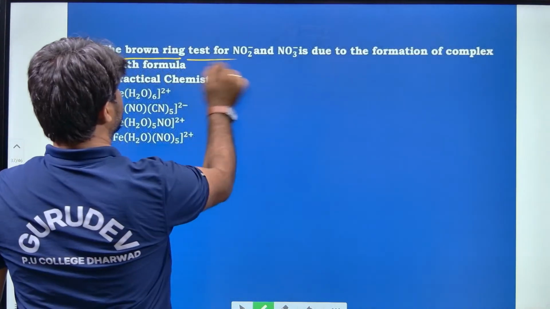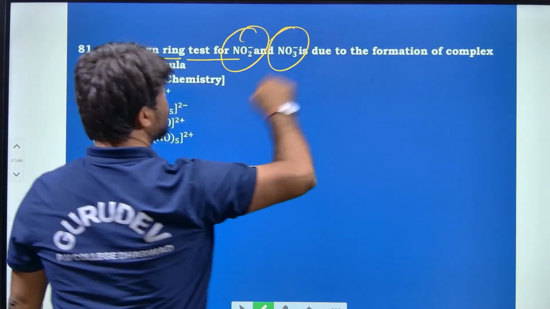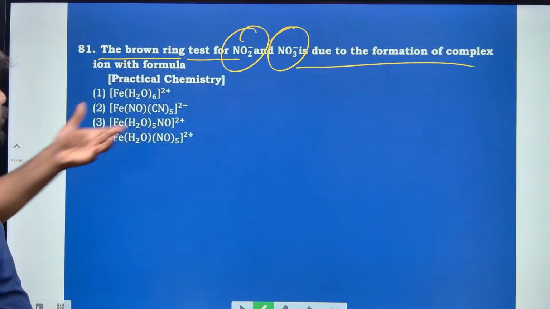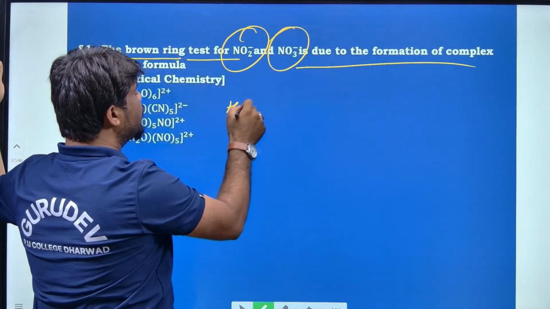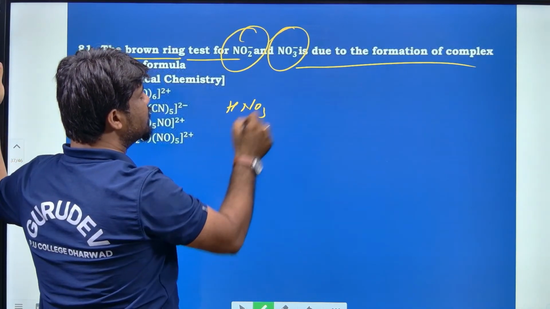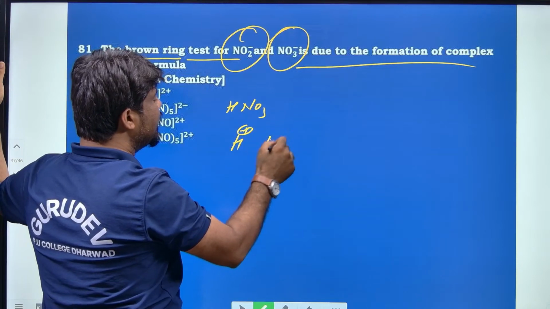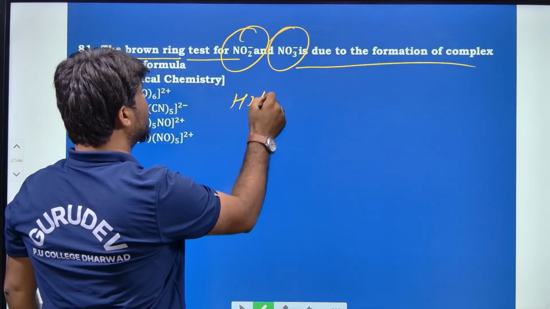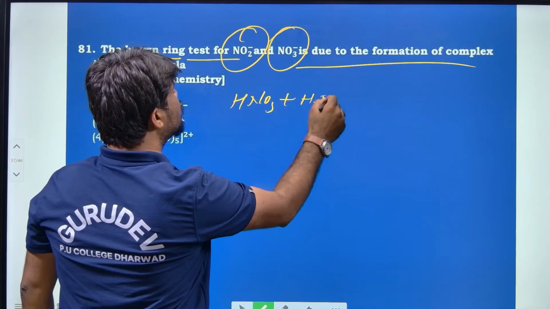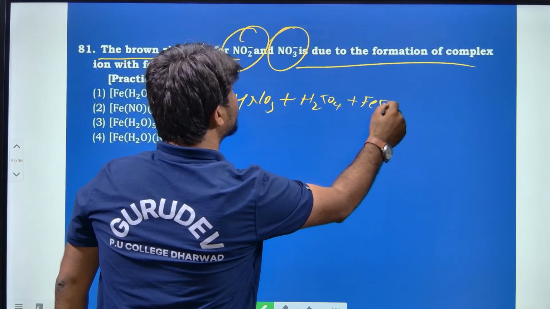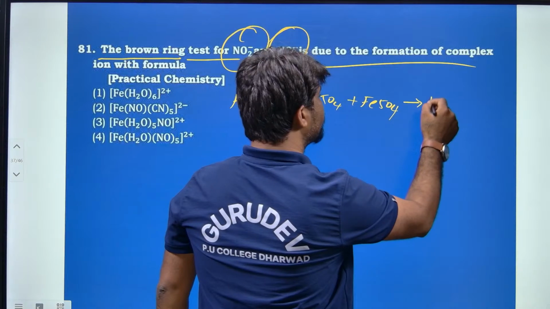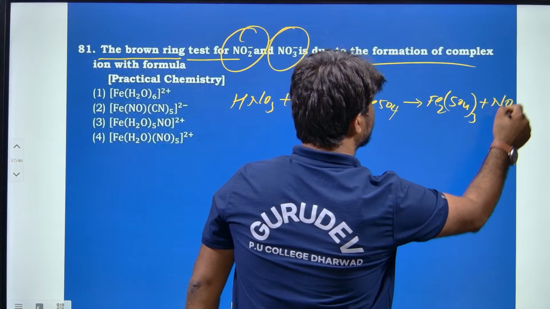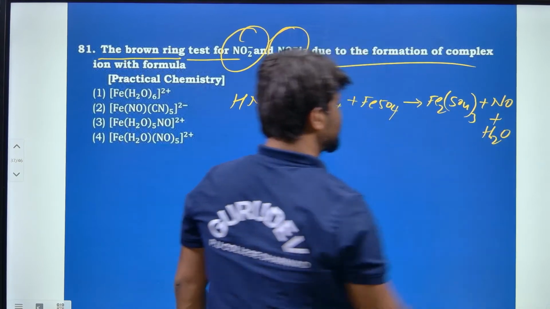The brown ring test for NO2 minus and NO3 minus is due to the formation of a complex. So which complex is formed here? I'll write the simple reaction. HNO3, when dissociated, gives H plus and NO3 minus. When this HNO3 reacts with H2SO4 in the presence of FeSO4, it results in the formation of Fe2(SO4)3, with formation of NO and H2O.